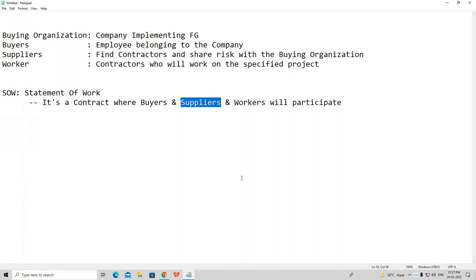So one contract I had to sign with my parent organization, and there was another contract. Now this contract was with the organization where I was deputed. In that one, I have to sign, and the supplier also has to sign. So that was a three-way contract. That is basically called a SOW. Why am I coming into this part and discussing these things? Because it's very, very important. If you don't understand this, it will lead to issues later on.